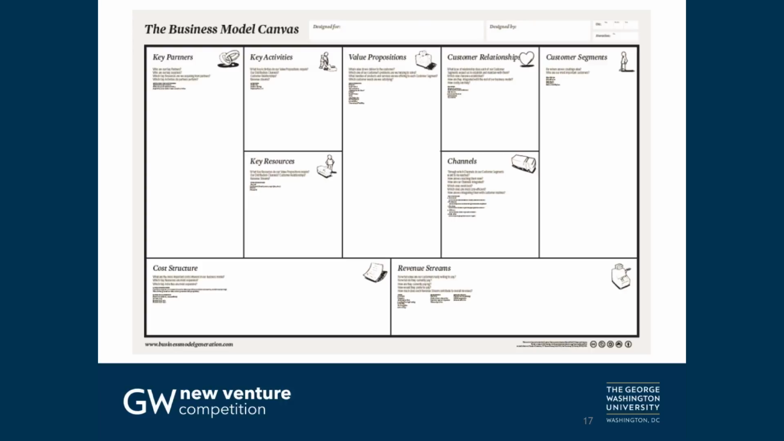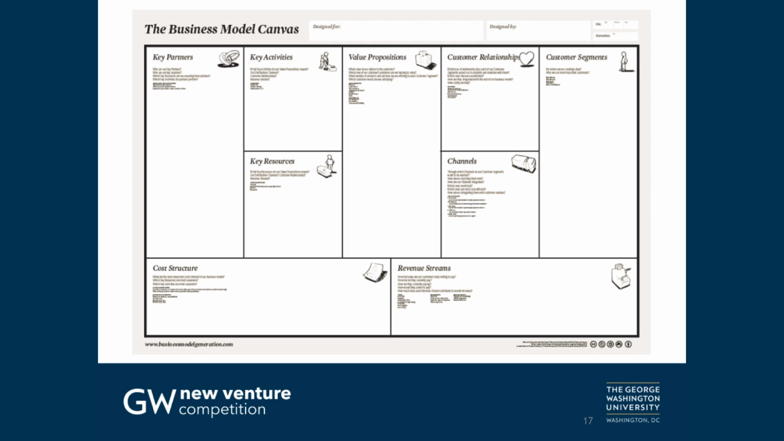On the left side of the screen, the sixth element is key partners. These are the people outside of your organization, outside of your startup, that are essential to the success of your business. Mostly they'll be suppliers, but there are others who provide technology or other resources to you.